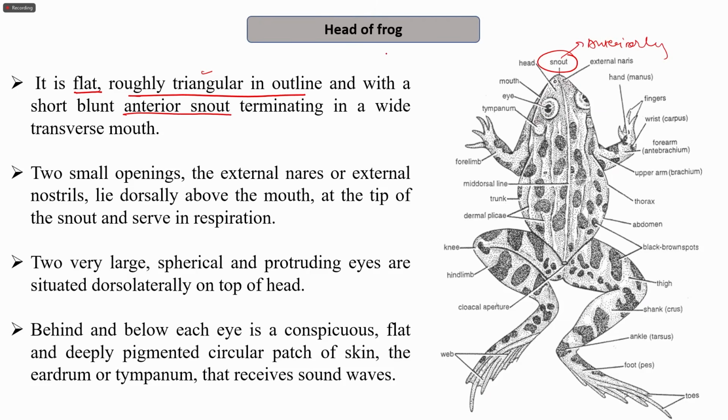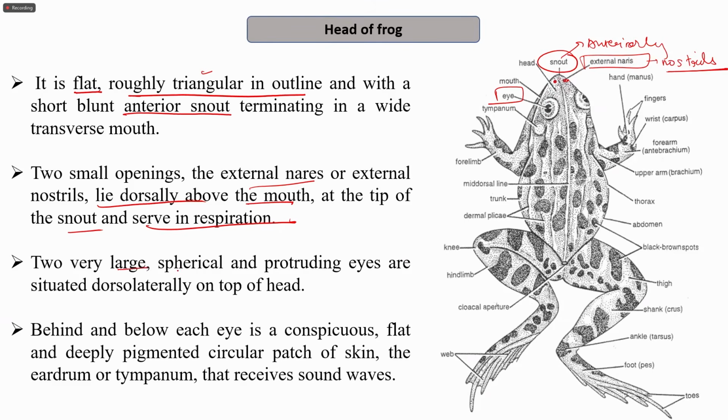You can see here that in the head, two small openings, the external nares, also known as the external nostrils, are present for breathing. They have a pair of external nares. They also have a pair of eyes. These external nares lie dorsally above the mouth at the tip of the snout and serve in respiration.